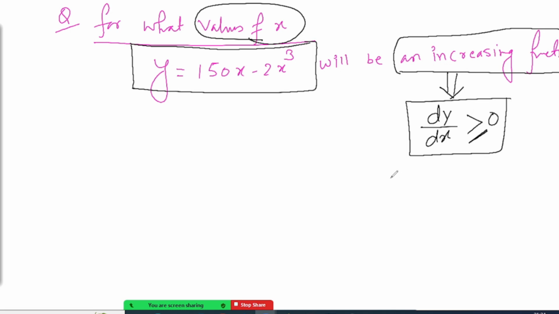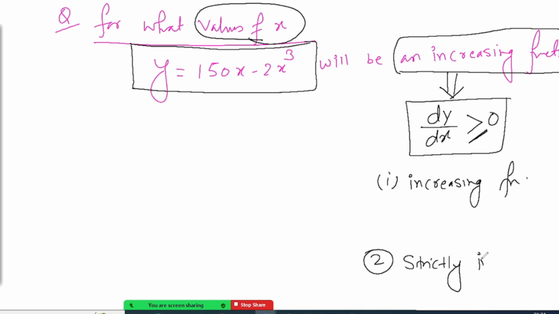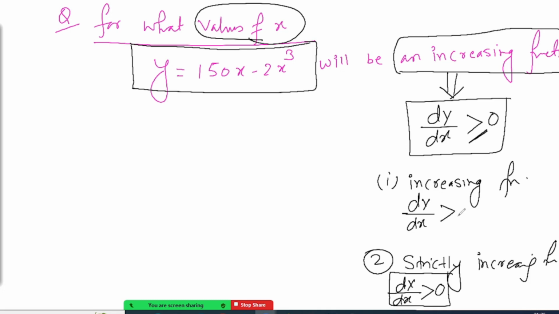See, here we have two cases. Either it is an increasing function, or the question may be about a strictly increasing function. The condition for a strictly increasing function will be dy upon dx greater than 0. But the condition for an increasing function may be dy upon dx greater than or equal to 0.